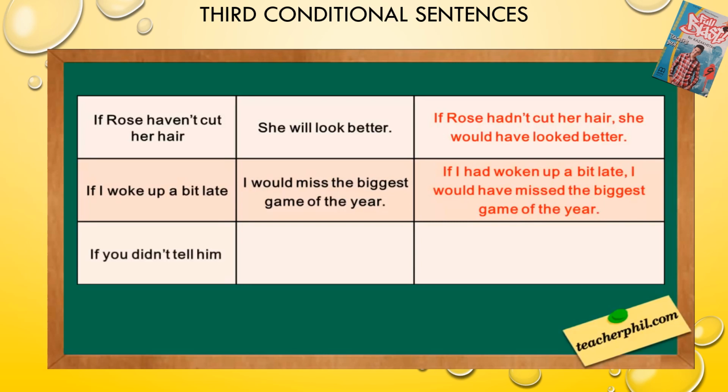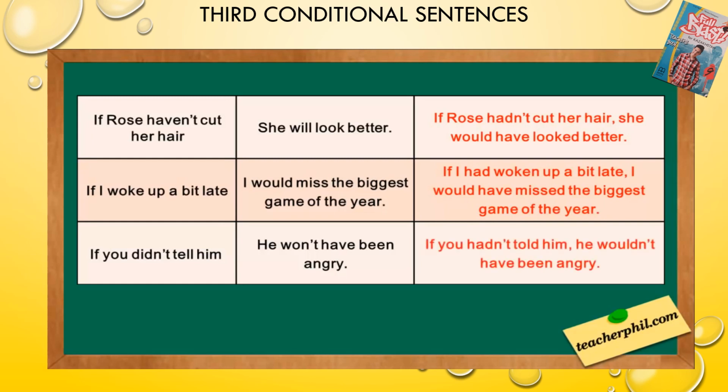The last one, if you didn't tell him, he won't have been angry. The answer is, if you hadn't told him, he wouldn't have been angry. The if clause, if you didn't tell him, is in the past simple. We need to change it into past perfect: if you hadn't told him. The result clause used the contraction will not. This is wrong since we need to use would. He wouldn't have been angry. Did you get him right?